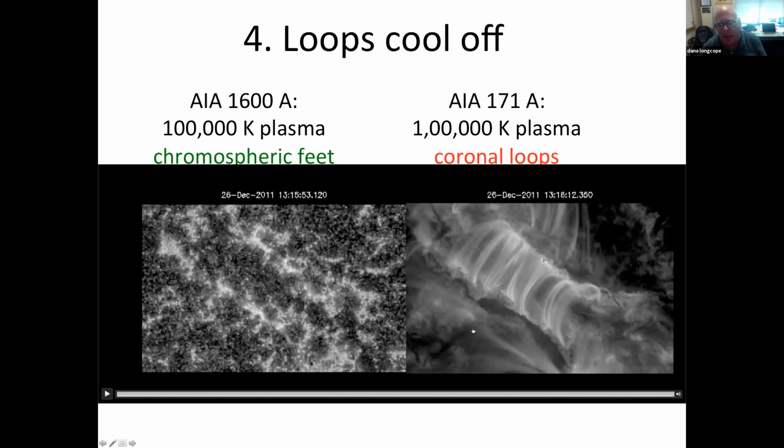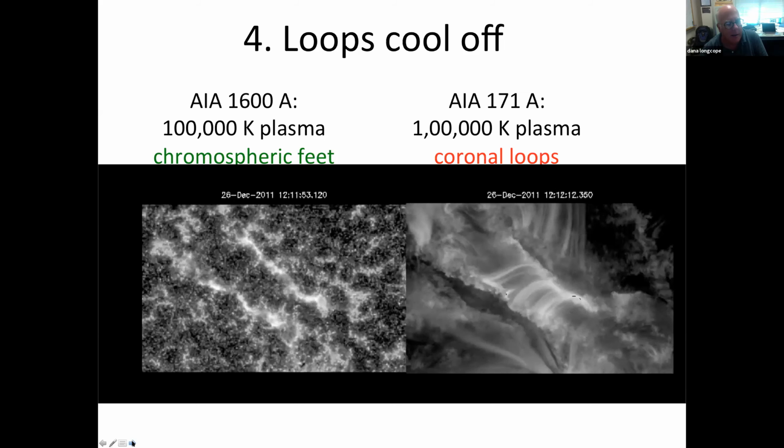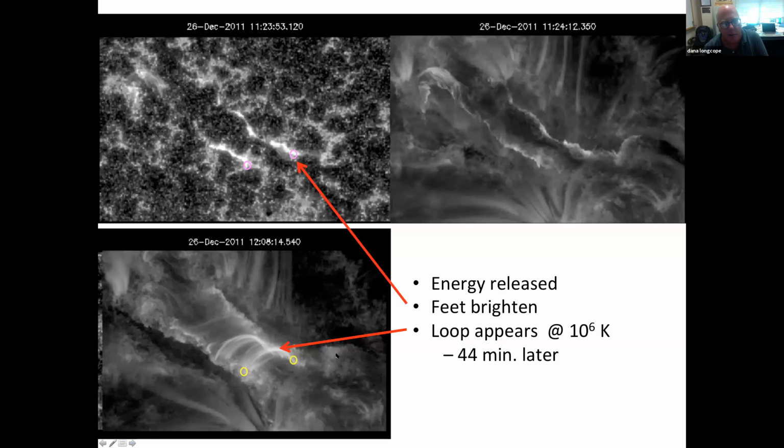And there are many other ways of seeing this. The loops you see at 1 million Kelvin, which is what you're seeing here, have cooled significantly from the very high temperature they got to. And that's the whole last part of this. In this case, if you flag a couple of foot points that brightened at a certain time, 23 minutes past the hour, and then look to see when a loop forms with those foot points, it's 44 minutes.